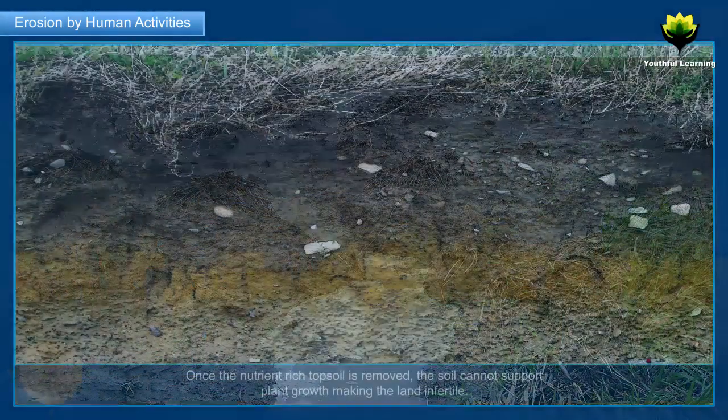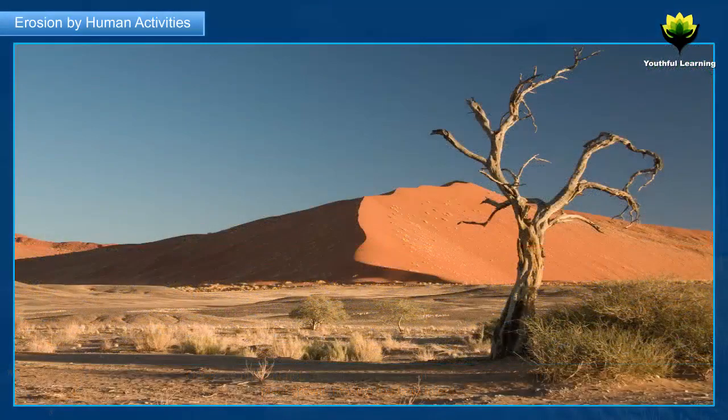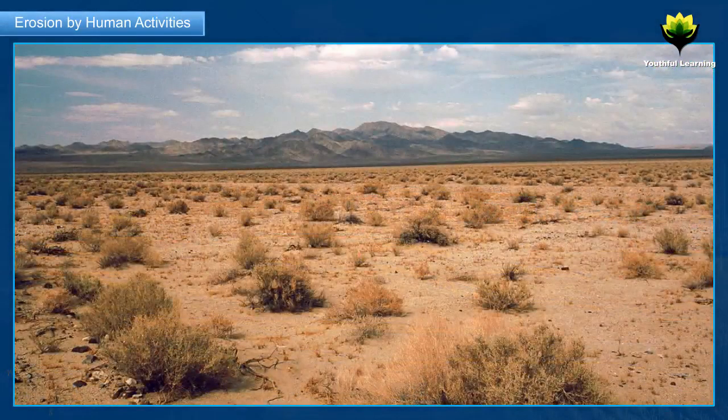Also, once the nutrient-rich topsoil is removed, the soil cannot support plant growth, making the land infertile. Without any topsoil and plants, the land transforms into a desert. This is called desertification.